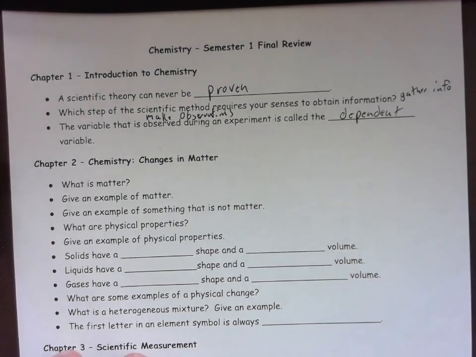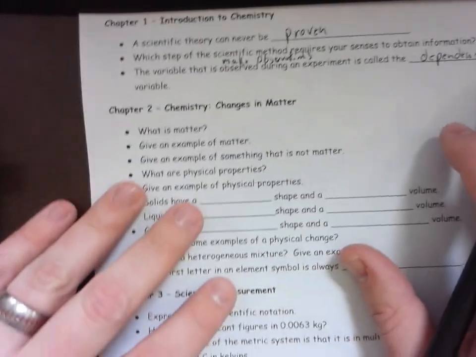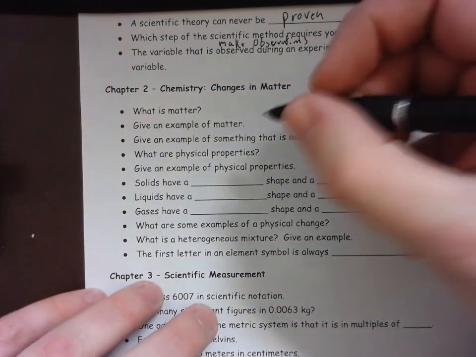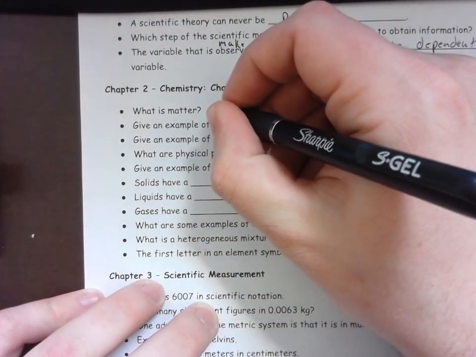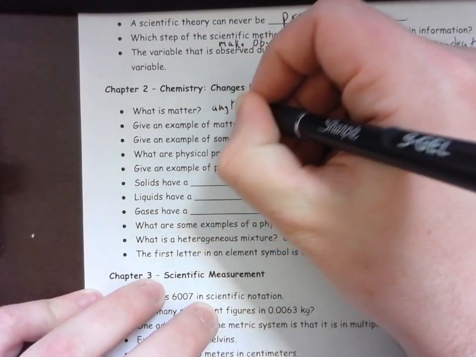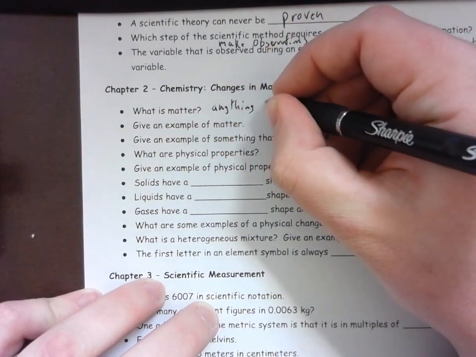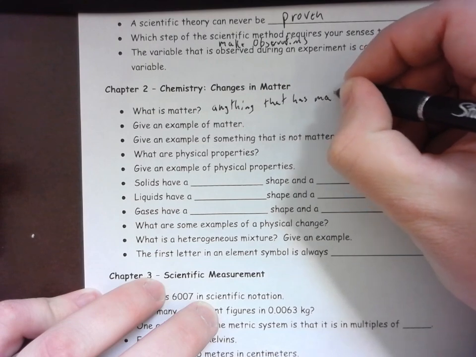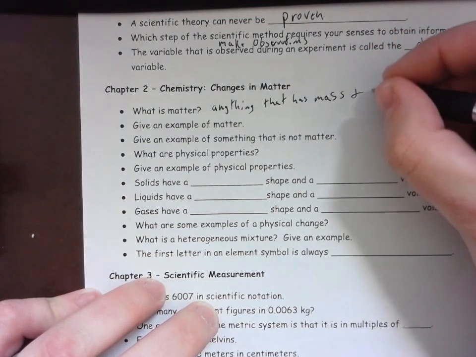What is matter? So we go into chapter 2. We talked about the changes in matter, the steps of matter, how matter is going to change, what it is. So remember, matter is anything that has mass and takes up space.